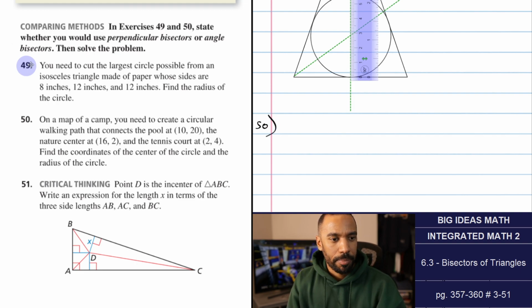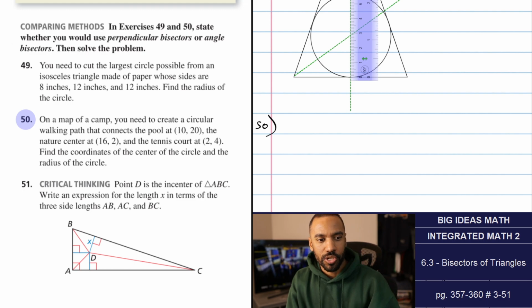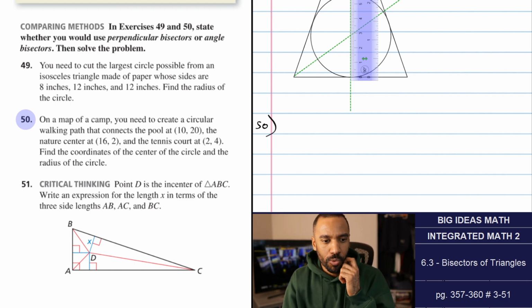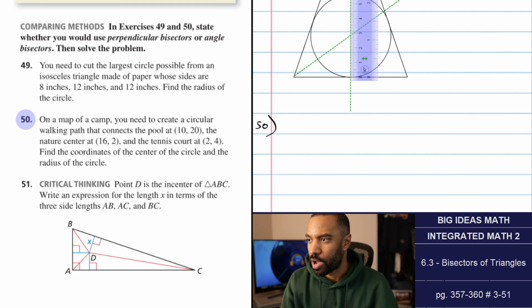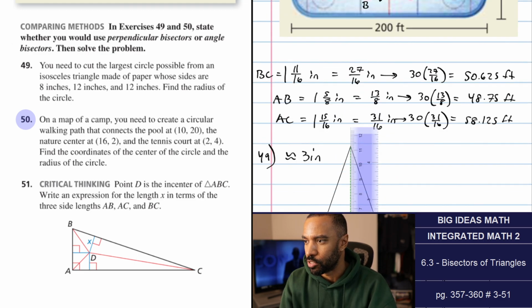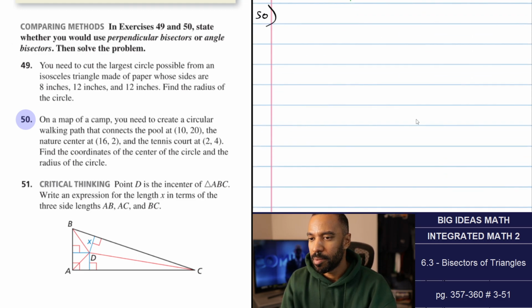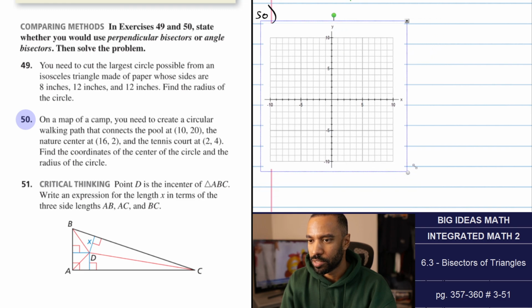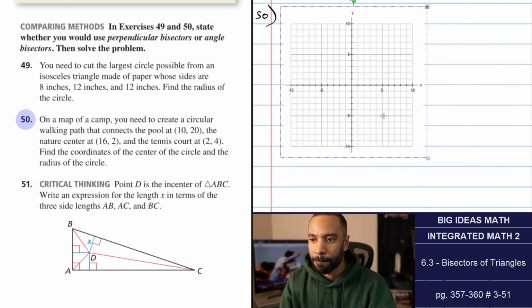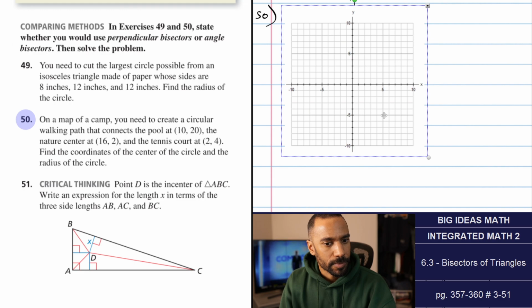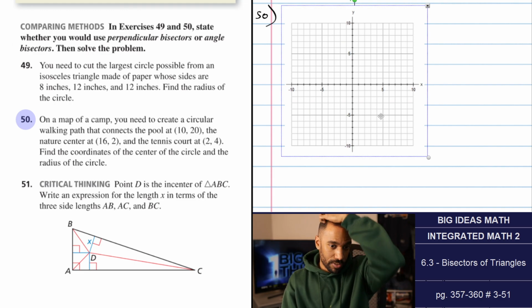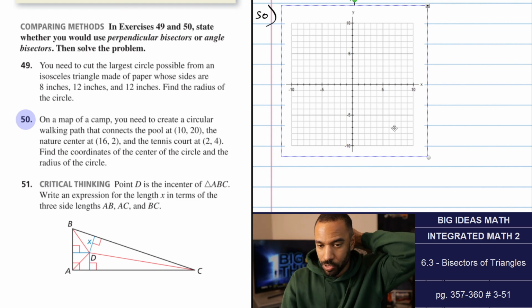On a map of a camp, you need to create a circular walking path that connects the pool at these ordered pairs. Here's the problem. I can't go that far, but I can go by 2s, maybe. Pretend like I'm going by 2s instead of 1s. At 10, 20, the nature center at 16, 2, the tennis court at 2, 4. Find the coordinates of the center of the circle and the radius of the circle.